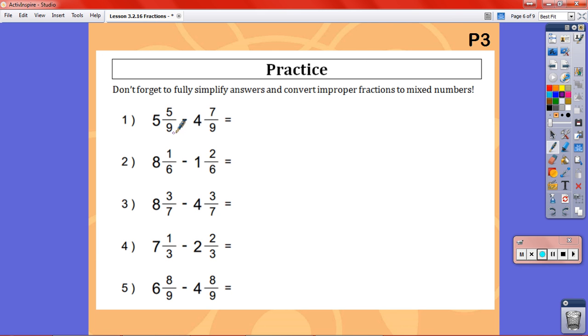So we have 5 and 5/9 minus 4 and 7/9. 5 take away 7 isn't going to work, so let's borrow 1. So that becomes a 4, and the one that we borrowed is 9ths, so it's 9 out of 9. And so 9 out of 9 and 5 out of 9 makes 14 out of 9. So what we have here is 4 and 14/9 minus 4 and 7/9. 14 take away 7 is 7. Those are 9ths, and 4 take away 4 is nothing. So we get 7/9.